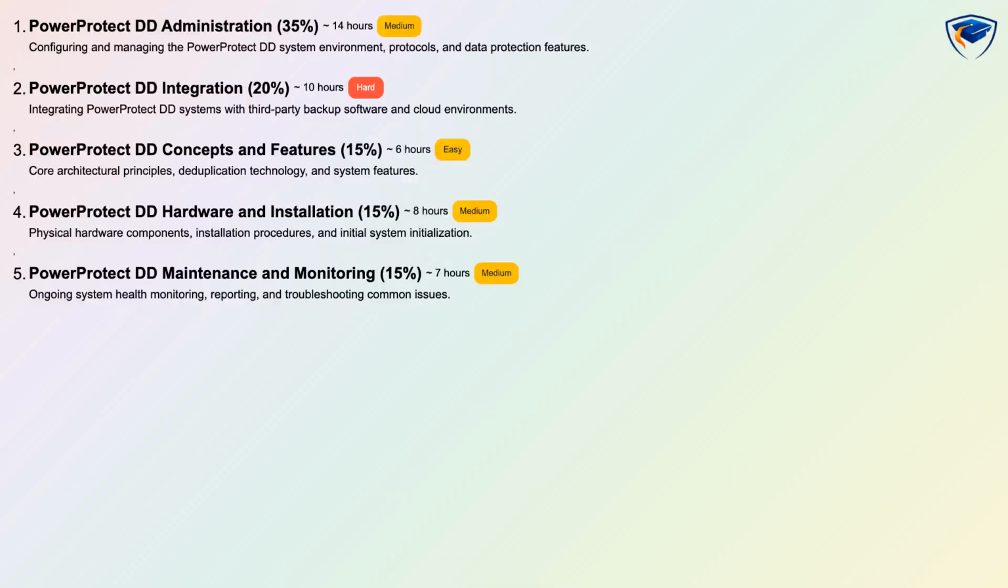Overview of the exam domains and their weights. PowerProtect DD administration is 35%. PowerProtect DD integration is 20%. PowerProtect DD concepts and features is 15%. PowerProtect DD hardware and installation is 15%. And PowerProtect DD maintenance and monitoring is 15%. The exam blends conceptual and scenario-based assessments and expects focused hands-on understanding for integration and hardware tasks.